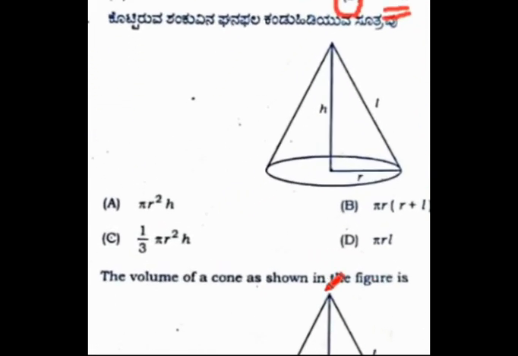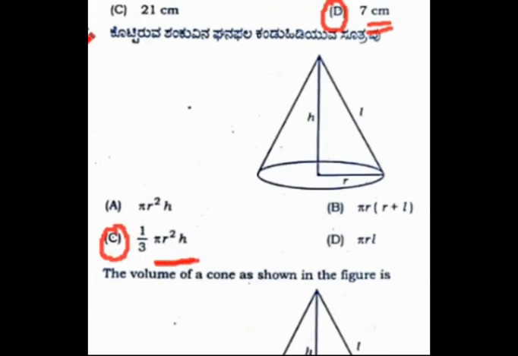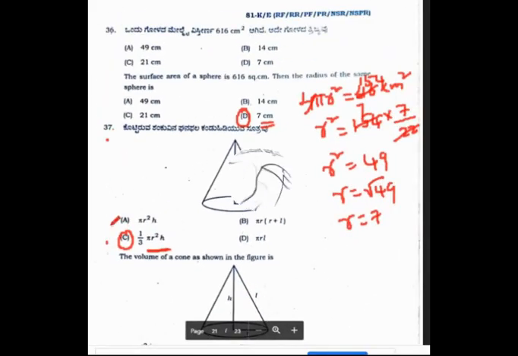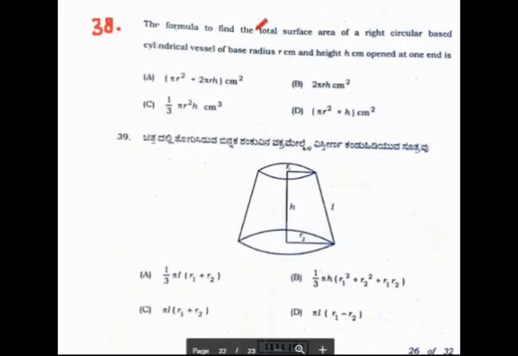37th question, the volume of the cone. This is the cone, they're asking to find the volume. So volume of the cone is given by the formula 1 by 3 pi r square h. 37th question, correct option is C. 38th question, the formula to find the total surface area of a right circular cylinder vessel of base radius r centimeters and height h centimeters opened at one end. So it is not closed at two ends, one end is closed, other end is open. So the correct option for this question is A, pi r square plus 2 pi rh.